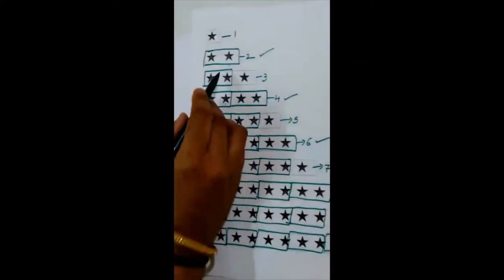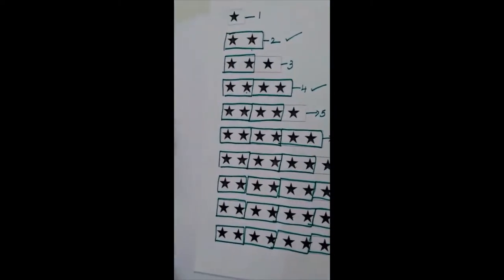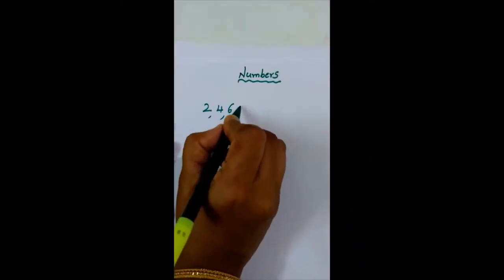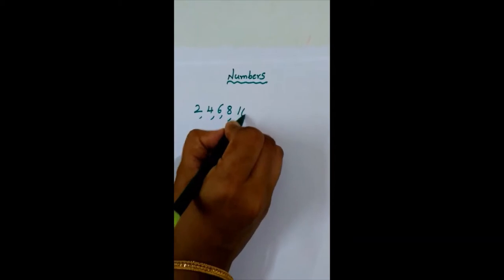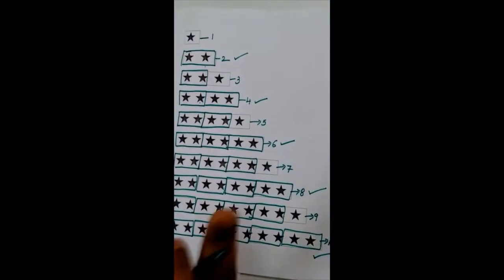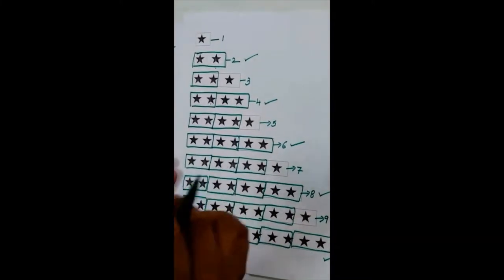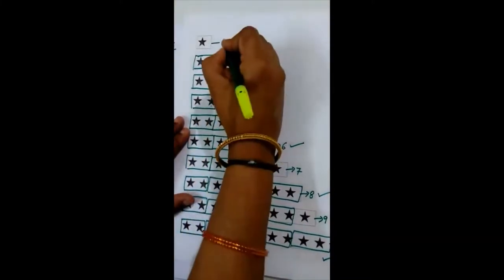Now, what are the groups? Here we can observe which of the groups have exact pairs: 2, 4, 6, 8 and 10. And can you identify which numbers cannot be made into pairs by seeing all the groups? Cannot make into exact pairs means something is left over in that group. So can you identify?